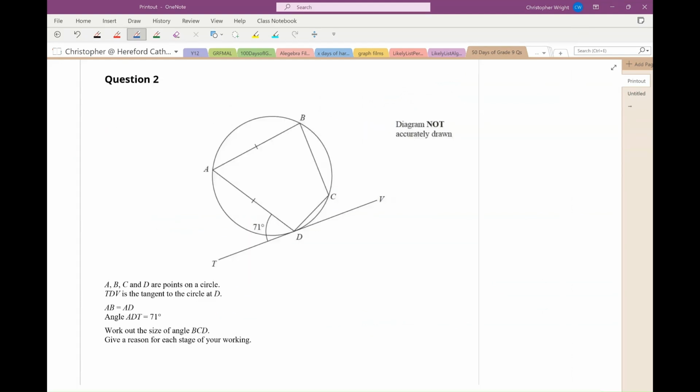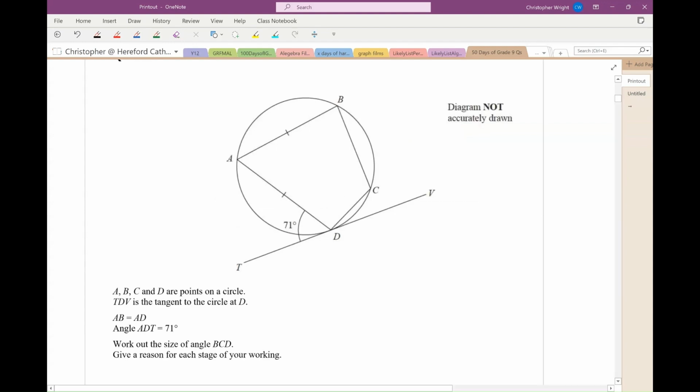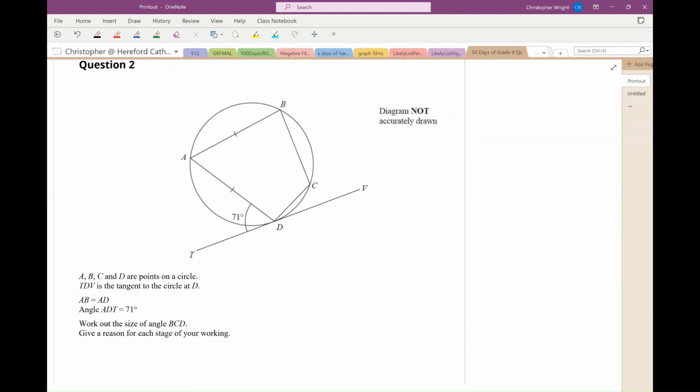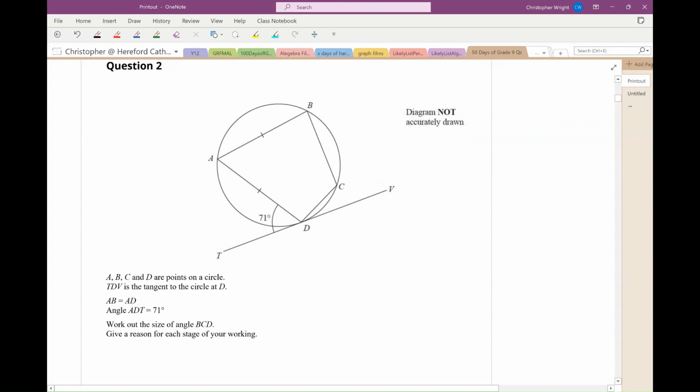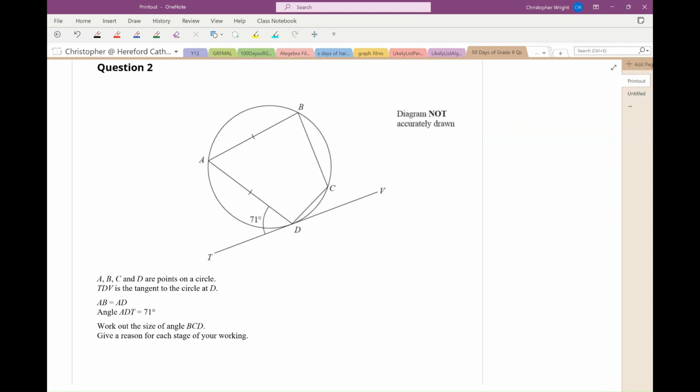Question 2. Right, this looks like it's going to be a question involving circle theorems. And straight away I can see I've got a quadrilateral there, so I'm thinking about opposite angles in a cyclic quadrilateral adding to 180. I've also got a tangent here, so I'm thinking about the alternate segment theorem as well, and I'm also thinking about the angle between a tangent and a radius equaling 90 degrees.